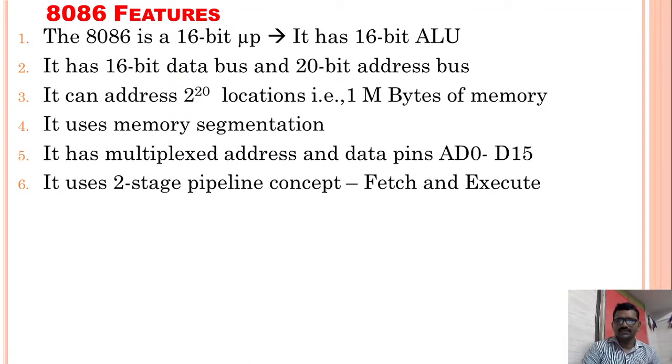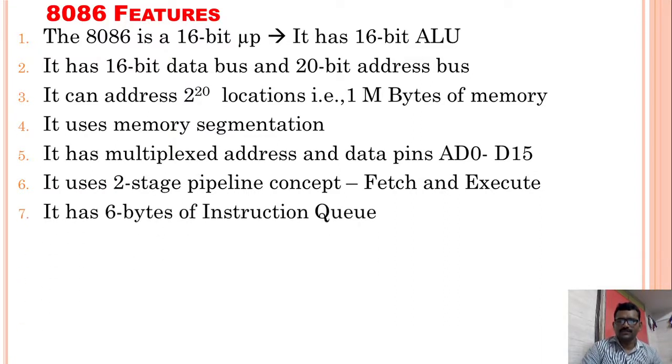The two stages are fetch and execute. So in the 8086 microprocessor architecture, at a time it can perform two operations, that is fetching instructions and executing instructions. It performs both operations in parallel. With this, the speed of operation will be increased and the efficiency of the processor system will be increased. It has a 6-byte instruction queue. With the help of this instruction queue, the 8086 microprocessor fetches 6 instruction bytes before execution.